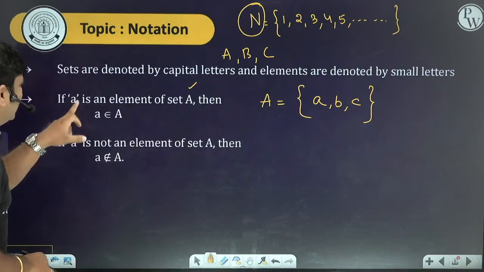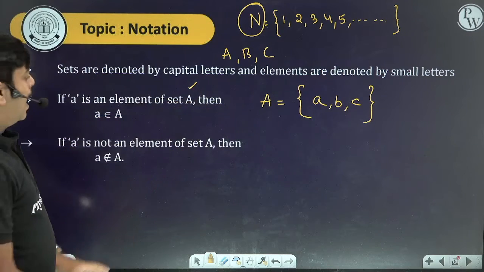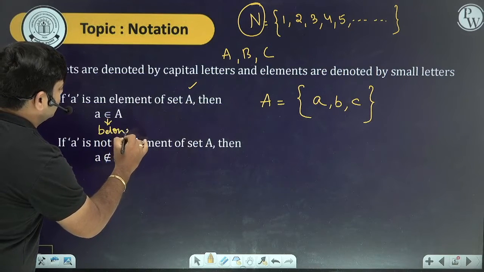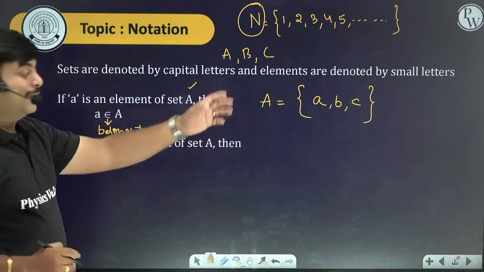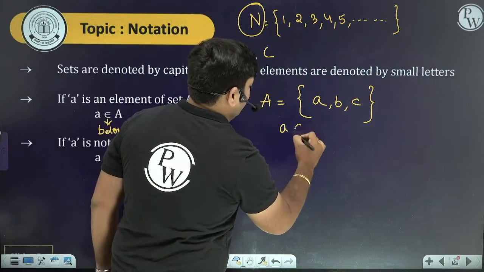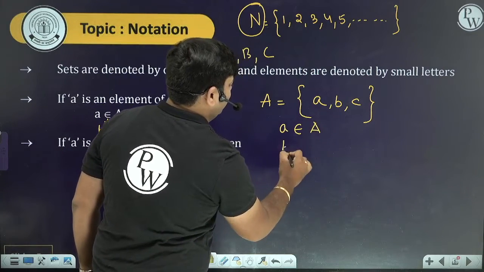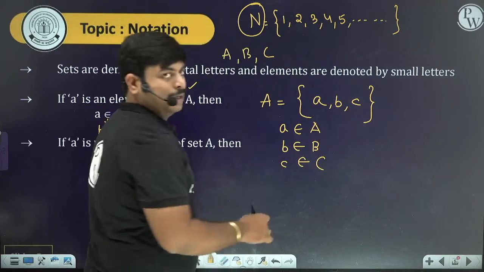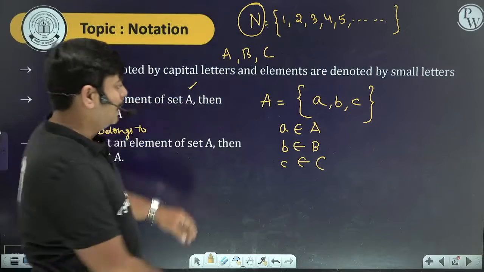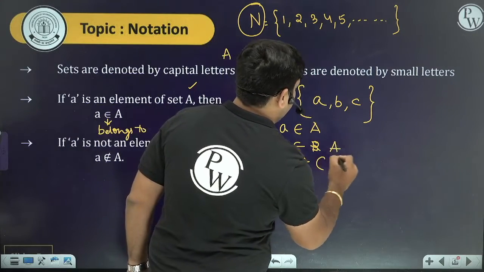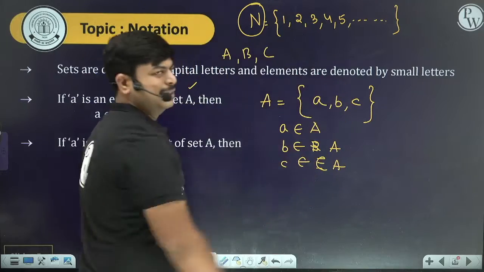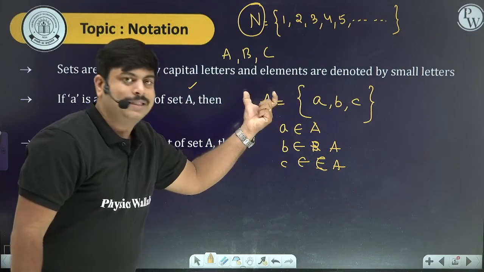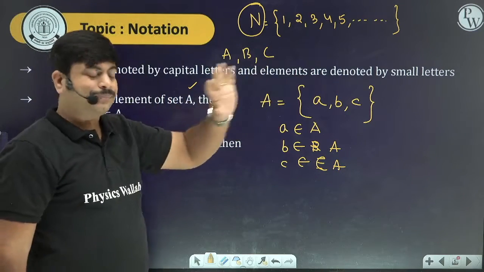If a is an element, I can say a belongs to, this symbol is used for belongs to. So I can say small a belongs to capital A, b belongs to capital A, and c belongs to capital A. Here I'm only mentioning set A, so b and c belong to set A. We are not taking different sets here. So a, b, c are always lying in the same set.